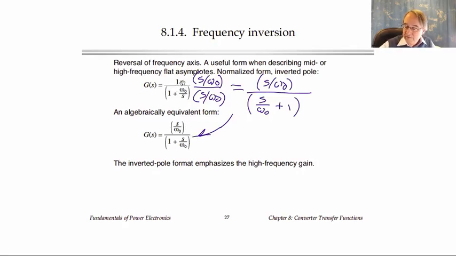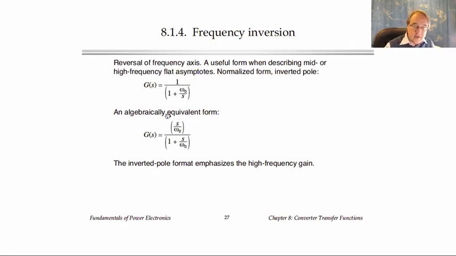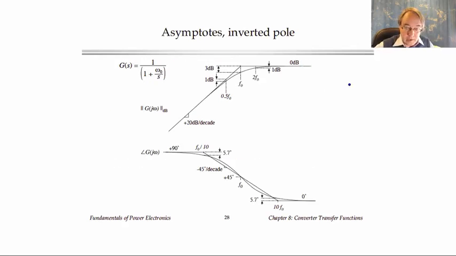But the nice thing about the frequency inversion term is that it gives us this interpretation that we have a high frequency gain of 1 or 0 dB, and then we roll off at low frequency. And in combination with other terms, this can be a nice, useful thing. We'll talk about some examples in the next lecture. So here are the asymptotes in summary form for the inverted pole.